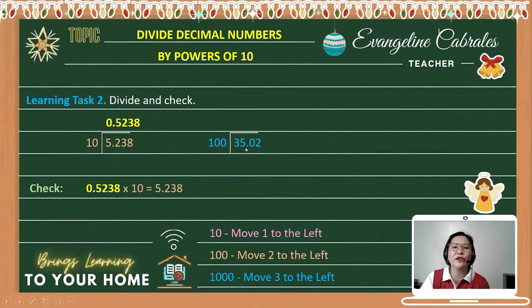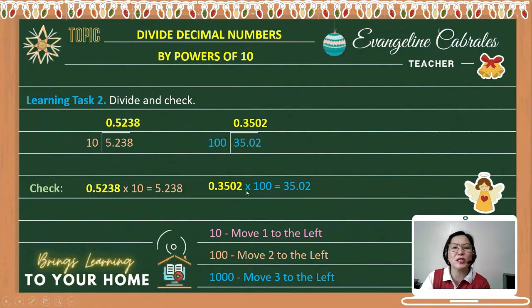How about 35 and 200ths divided by 100? Ilan ang 0 sa 100? Dalawa. Kaya ilang beses mag-move to the left? Dalawa rin. 1, 2. Kaya what's the answer? 3,502 10,000ths.